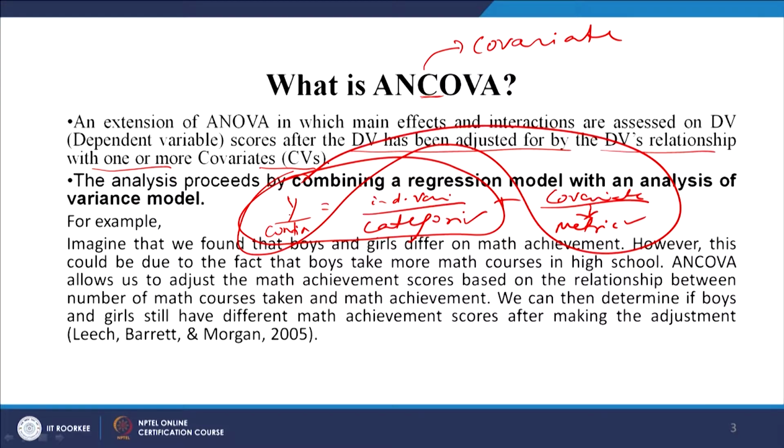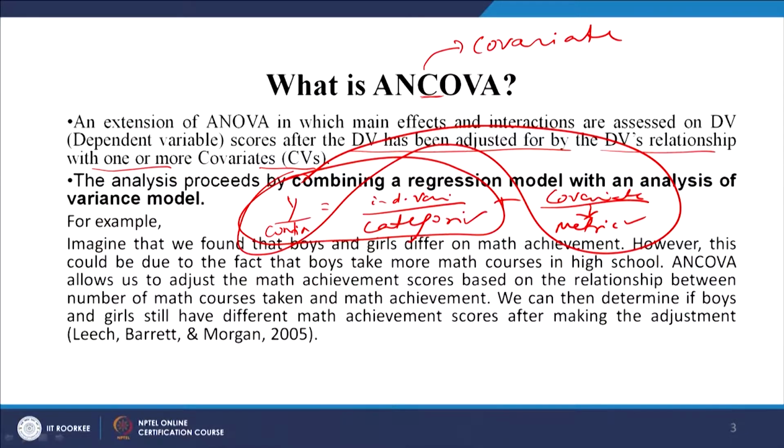If I take this y and only the covariate, which is again a continuous variable, then it is like a regression model, right, both are continuous. So, both are metric. So, that is what satisfies the case for a regression model, right. So, what is this saying? The analysis proceeds by combining a regression model with an analysis of variance model.